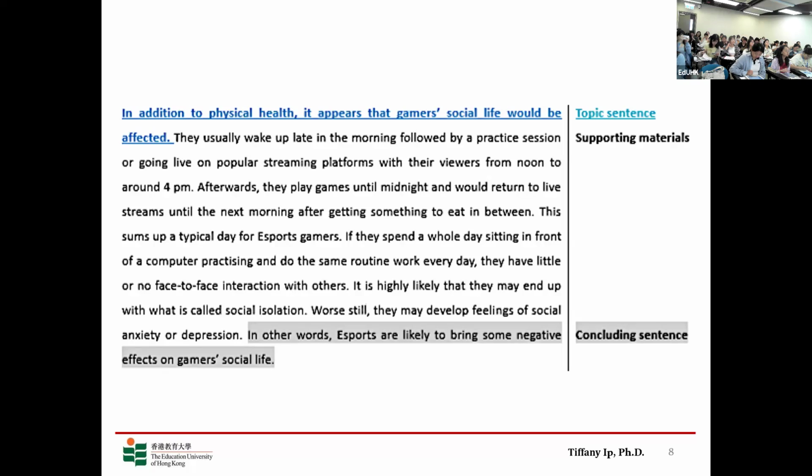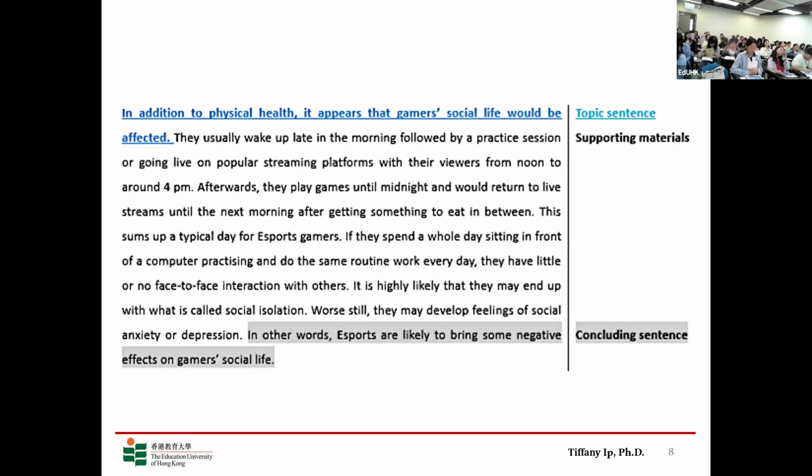And then this time, they use the phrase "it appears that", meaning "it seems that". Again, making the tone less strong. "It appears that gamers' social life would be affected." So the key term social life is reflected as early as in the topic sentence. And then it shows you what happens in the social life in detail.